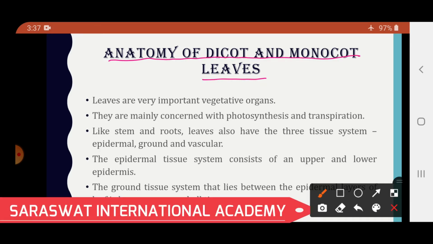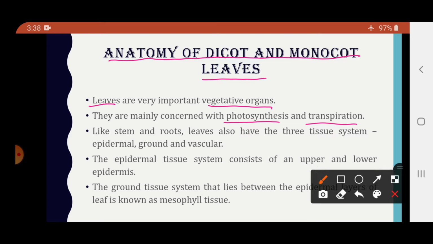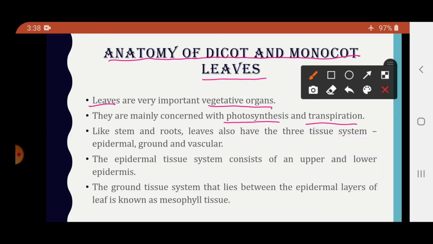So, basically we know that leaves are very important vegetative organs of the plant. They are mainly concerned with photosynthesis and transpiration. That is, leaves are the organ which prepare the food for the plant, as well as they play an important role in transpiration. Transpiration is loss of water in the form of water vapor. So, these two important processes are carried out by the leaves.